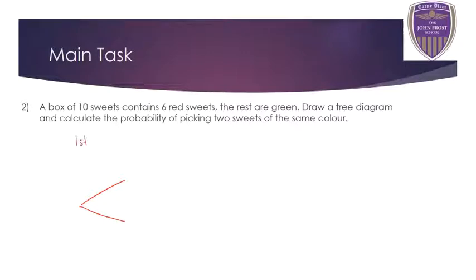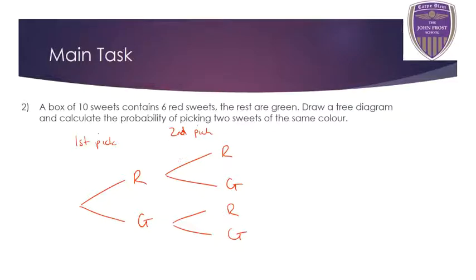Okay. So this is representing the first pick. On the first pick, it's either red or green. On the second pick, it's still either red or green, isn't it? So that's the second pick. From there, we fill the information out.